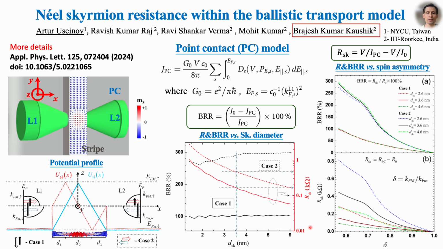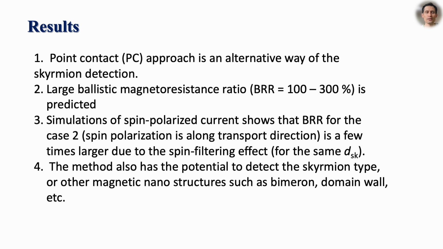So finally, we take the typical size of the possible Skyrmion. So for example, for 3.6 nanometers, we have around 157 ohms for case 1 and 480 ohms for case 2. And this slide shows our results.